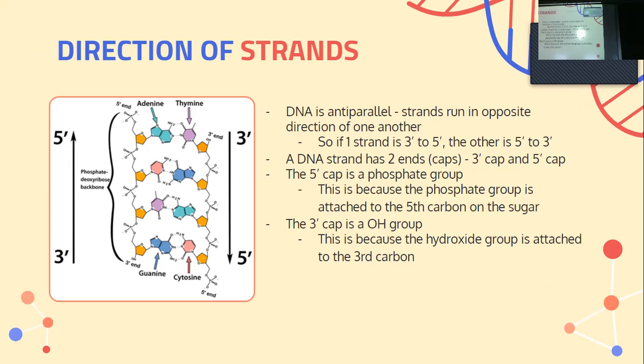The direction of strands. DNA is anti-parallel. This means that the strands run in opposite directions to one another. So if one strand is 3' to 5', the other is 5' to 3'. A DNA strand has 2 ends or caps, a 3' cap and a 5' cap. The 5' cap is the phosphate group, because the phosphate group is attached to the 5th carbon on the pentose sugar. The 3' cap is the OH group, because the hydroxide or OH group is attached to the 3rd carbon.